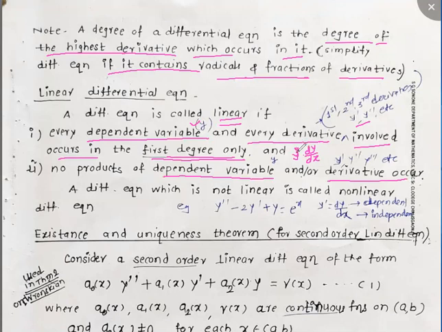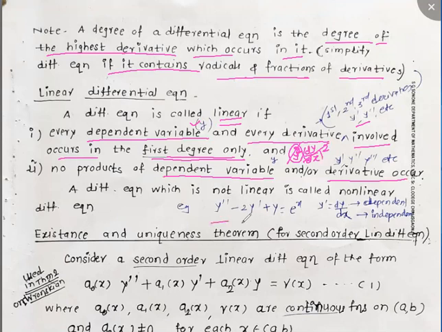And the dependent variable occurs in the first degree. There will not be a term like y square and so on, or dy by dx square. There will not be a term like this. They occur in first degree and there is no product of y and its derivative. So such a differential equation will be called a linear differential equation.